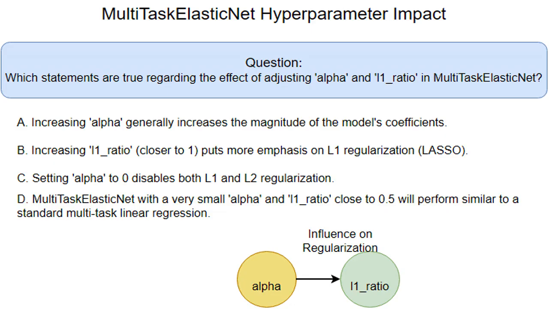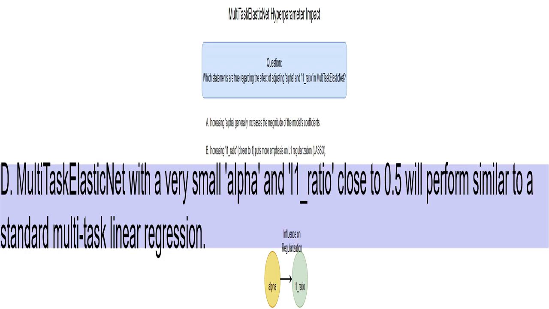This quiz challenges your understanding of how the alpha and L1 ratio hyperparameters affect a MultiTaskElasticNet model. MultiTaskElasticNet is a powerful tool that combines L1 and L2 regularization for multiple regression tasks simultaneously. I let you tune regularization strength and the balance between L1 and L2 to find the optimal model for your specific problem. Both alpha and L1 ratio influence how the model learns.